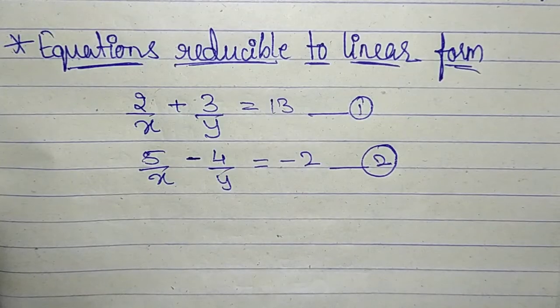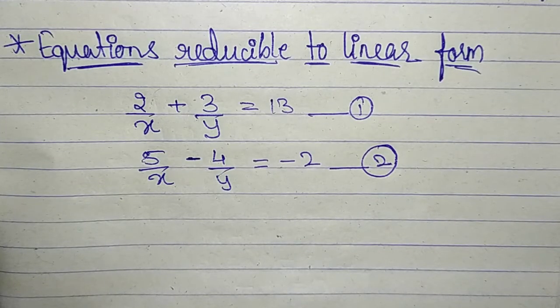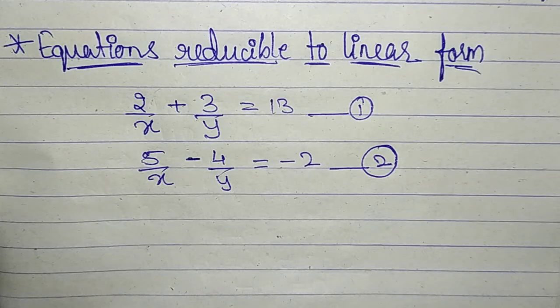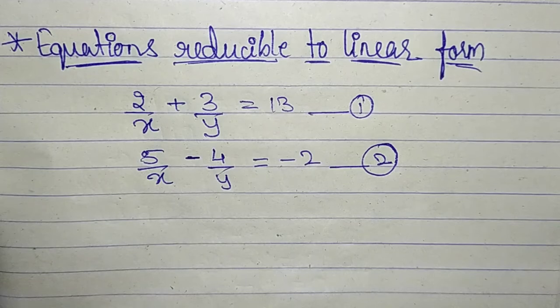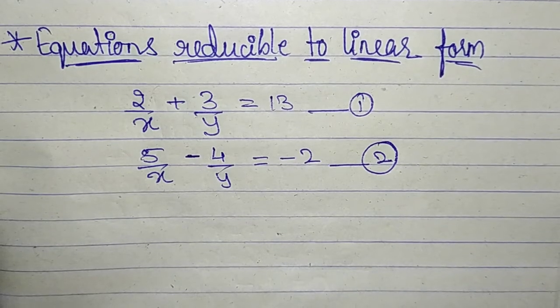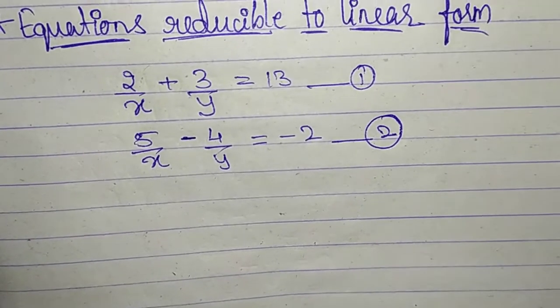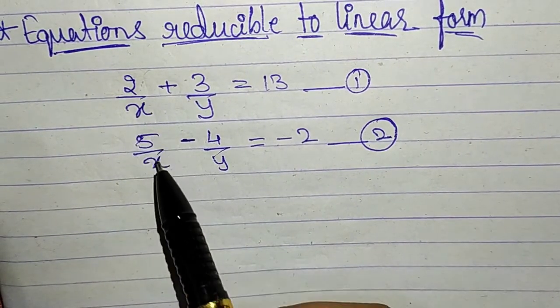So here you can see that the variables are in the form of 1/x and 1/y. So these are not the conventional form of linear equations in two variables. Our linear equations are of the form ax + by + c = 0. But these equations are not of that. So our first and foremost task here is to convert these equations to the form of linear equations which we are used to solving.